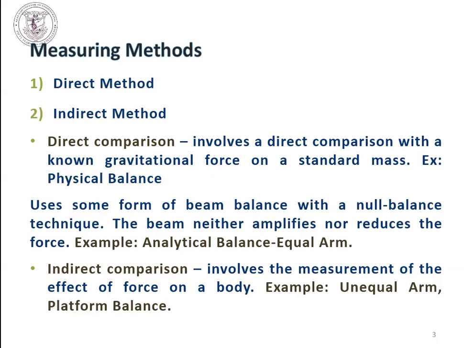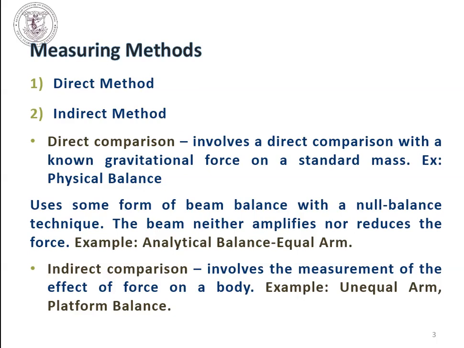Coming to the indirect comparison method, this involves a measurement of the effect of force on a body. Some force has been applied on a body, and you measure its effect. Examples here are the unequal arm balance and the platform balance. You will learn about the unequal arm balance and platform balance in the further slides.